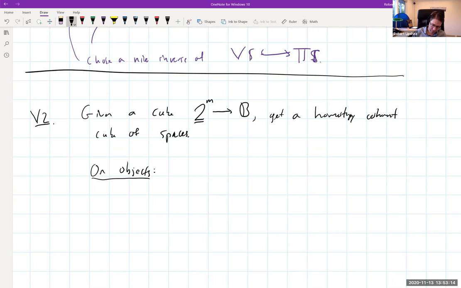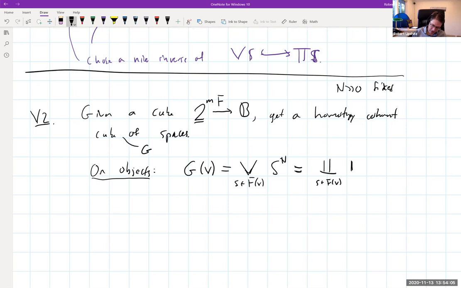So let's call this map F. So my homotopy coherent cube of spaces, let's call it G. So G of a vertex V, that's a vertex in the cube, is just what it was before, the wedge sum over S in F of V of S^N, the sphere. Remember, we have some N bigger than zero fixed, large, and I'll tell you how large it has to be in a minute. This is the same as taking the disjoint union over S in F of V of D^N, and then quotienting by the whole boundary.